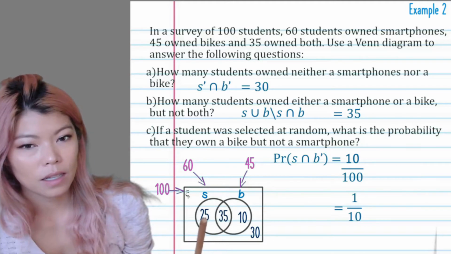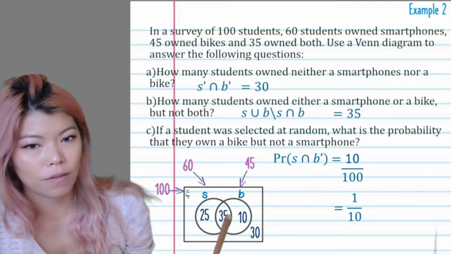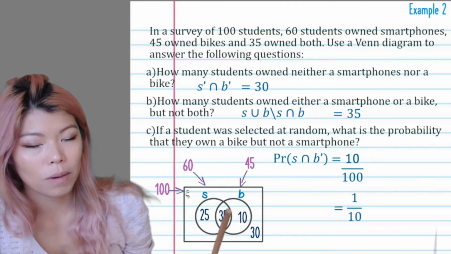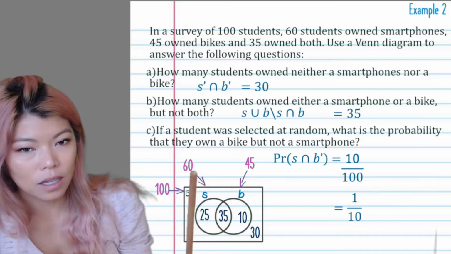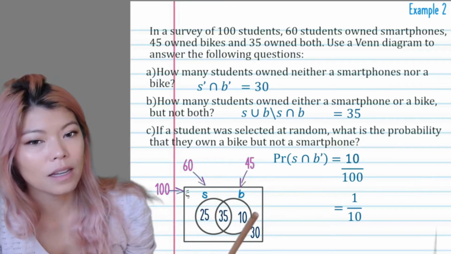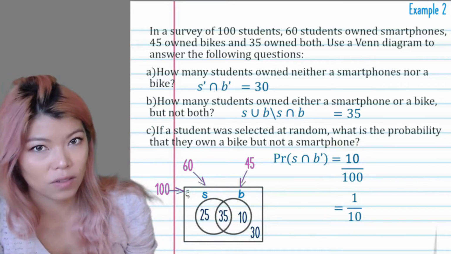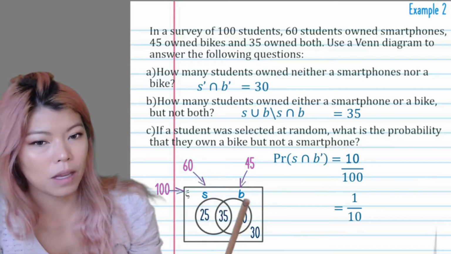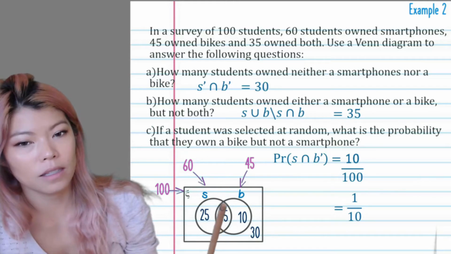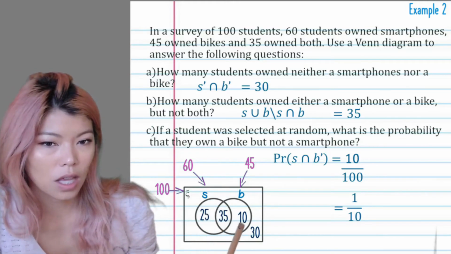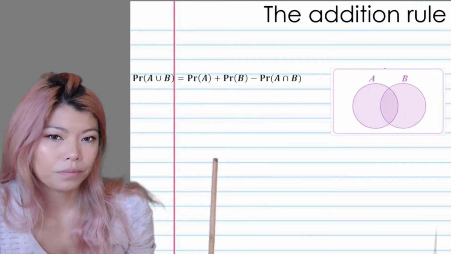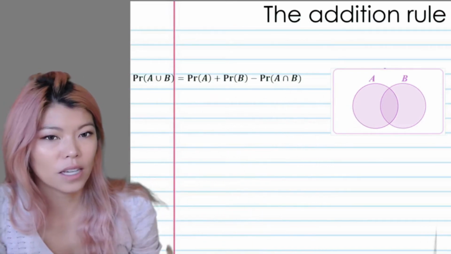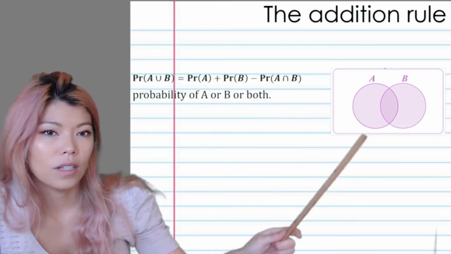So to obtain what's S and B, 25 plus 35 plus 10 is 70. To obtain the 70, what must we do? We must do 60 plus the 45 and then subtract 35. That gives us 70. Recap, so the S, 60, plus the B, 45, minus the intersection. That gives us the union. So A union B is A plus B minus the intersection because we've added it twice. So this is the addition rule.